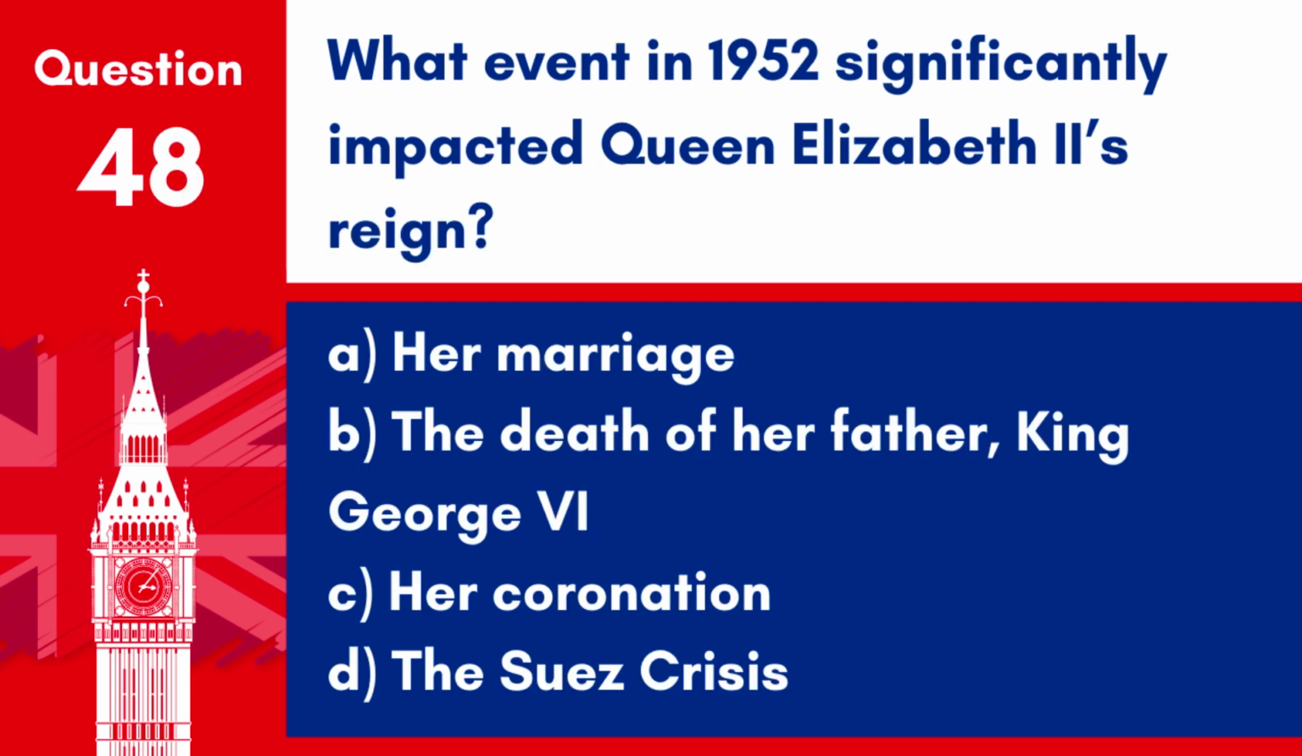Question 48. What event in 1952 significantly impacted Queen Elizabeth II's reign? A. Her marriage. B. The death of her father, King George VI. C. Her coronation. D. The Suez Crisis. Answer: B. The death of her father, King George VI. The event that significantly impacted Queen Elizabeth II's reign was the death of her father, King George VI, in 1952, which led to her accession to the throne.